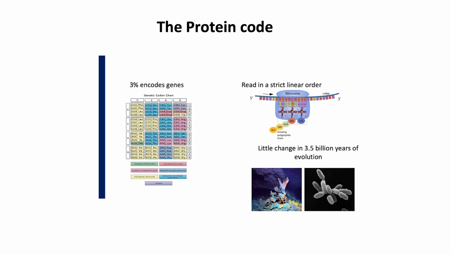So is the protein code the reason why we need AI? Not really. You can actually decode it using the back end of an old textbook and a piece of paper. I can't. It's very simple. It's read in a strictly linear order, and it's been the same for about 3.5 billion years.